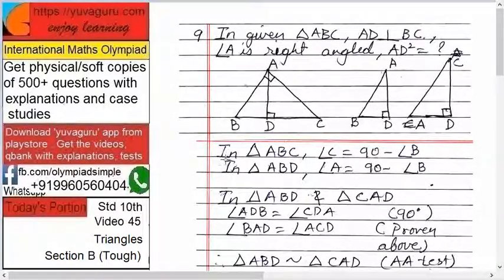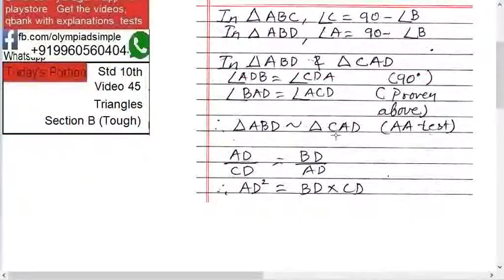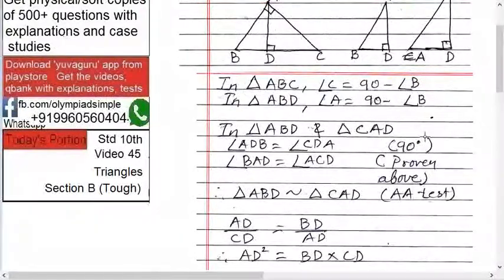Let's see. In triangle ABC, angle C equals to 90 minus angle B, right? Okay. In triangle ABD, angle A equals to 90 minus angle B, right? ABD, this smaller angle, is this over here, 90 minus B. Therefore, triangle ABD similar to triangle CAD, right? Why? AA test. Two angles are congruent.